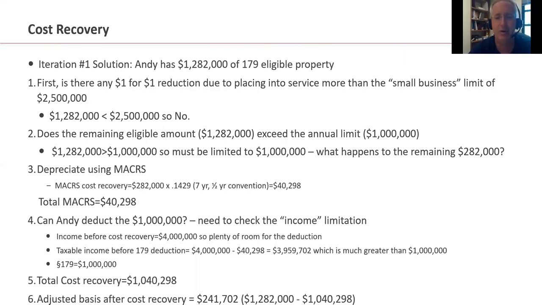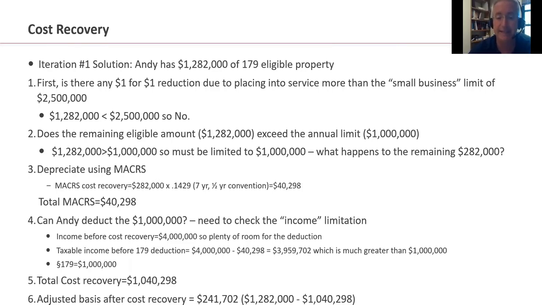You just need to check whether or not Andy has enough income prior to Section 179, right? The rule is you cannot create a tax loss with a Section 179 deduction. Well, Andy wants to take $1 million. Why wouldn't he? Most taxpayers want to accelerate deductions and take $1 million. So we need to make sure he's got enough income.